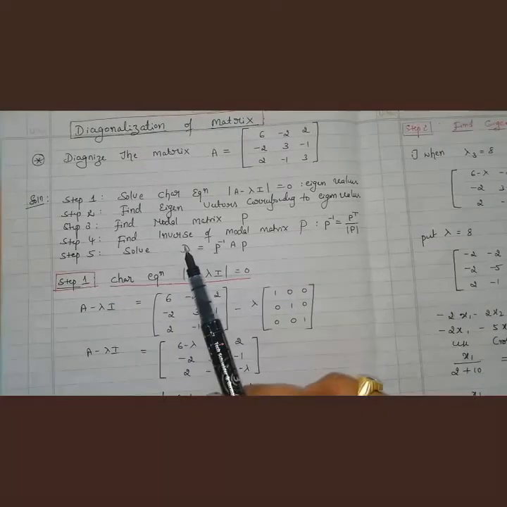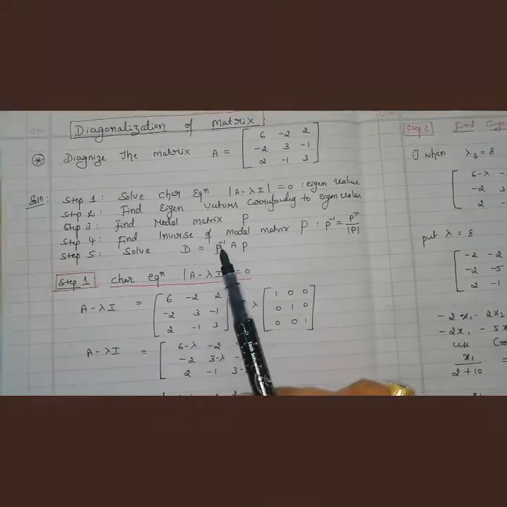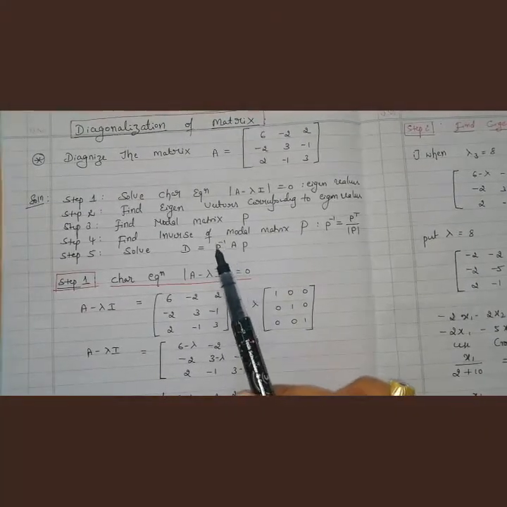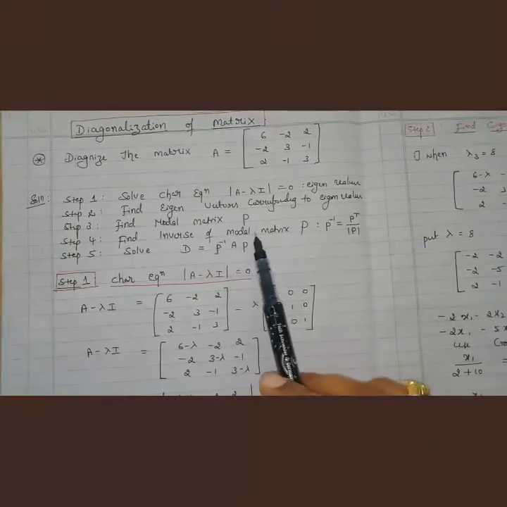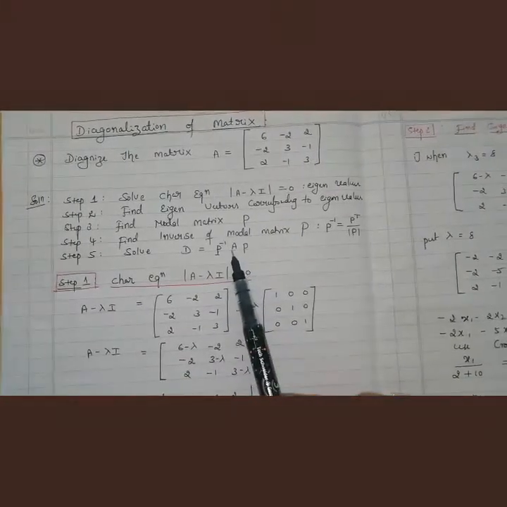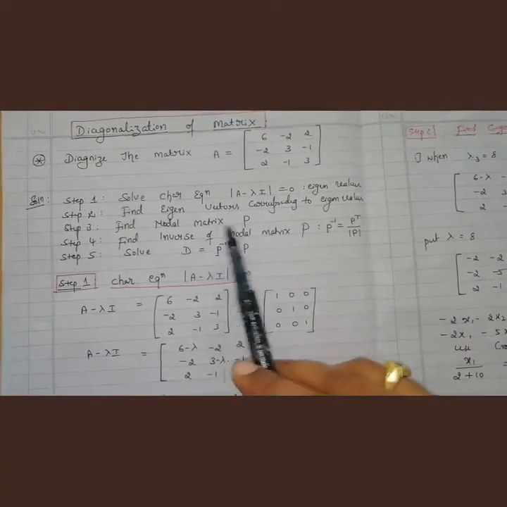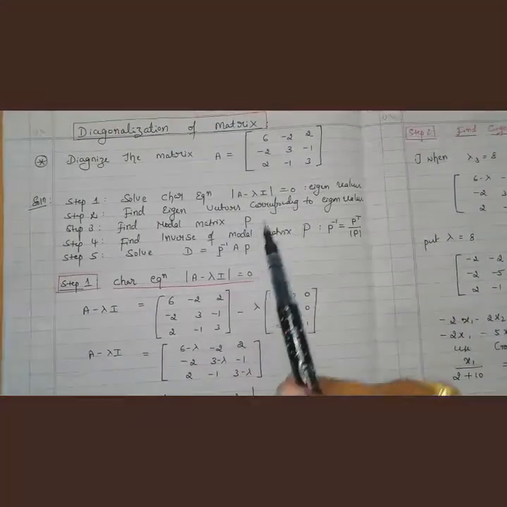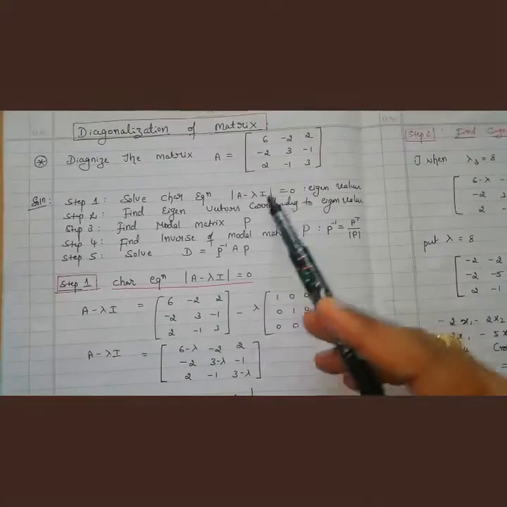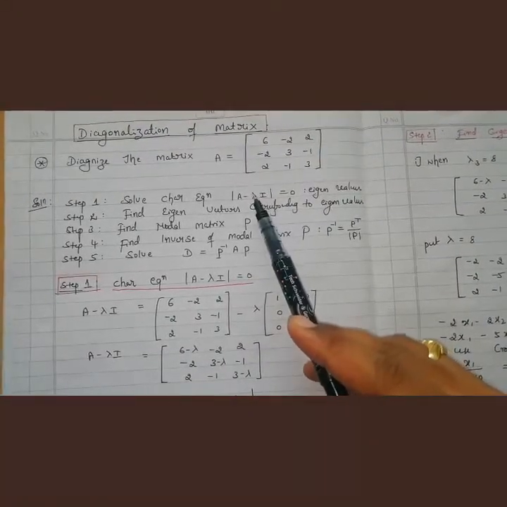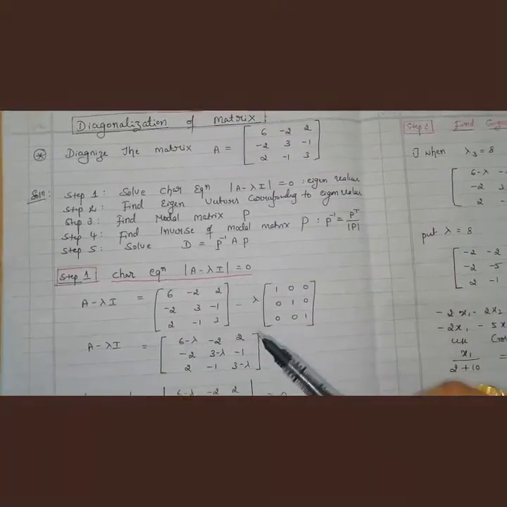Step number 5 is to solve the diagonalization: D is equal to P inverse A P. So we have to find the inverse of this modal matrix, which we got in step 4. A is nothing but the given matrix, and P is the modal matrix which you got in step 3. We'll solve one by one now. With the help of these already known things, like finding the eigenvalues, we'll start solving the problem.